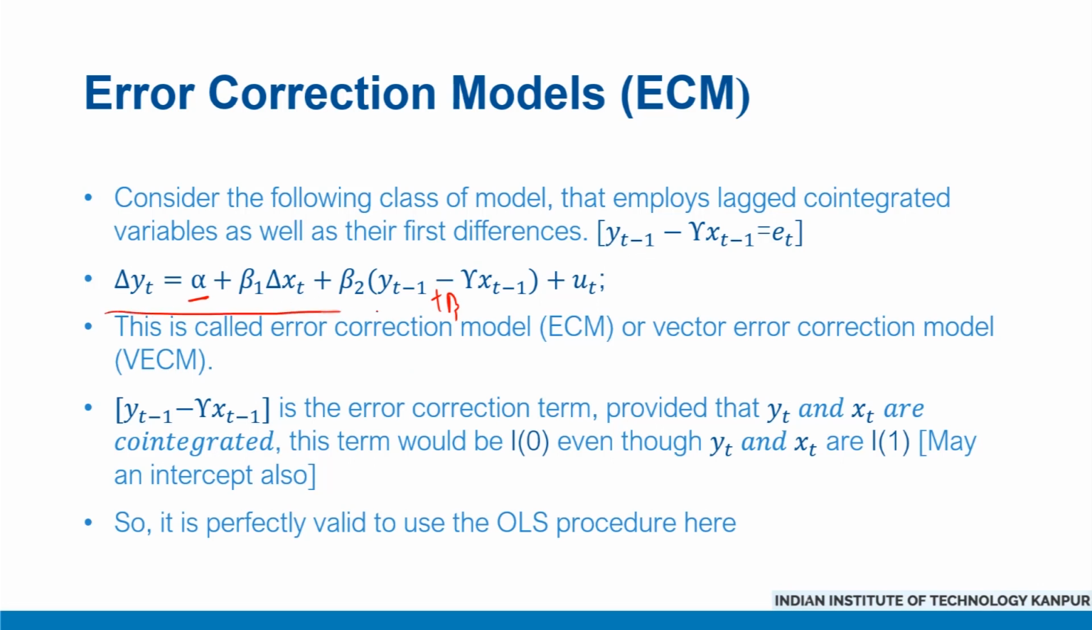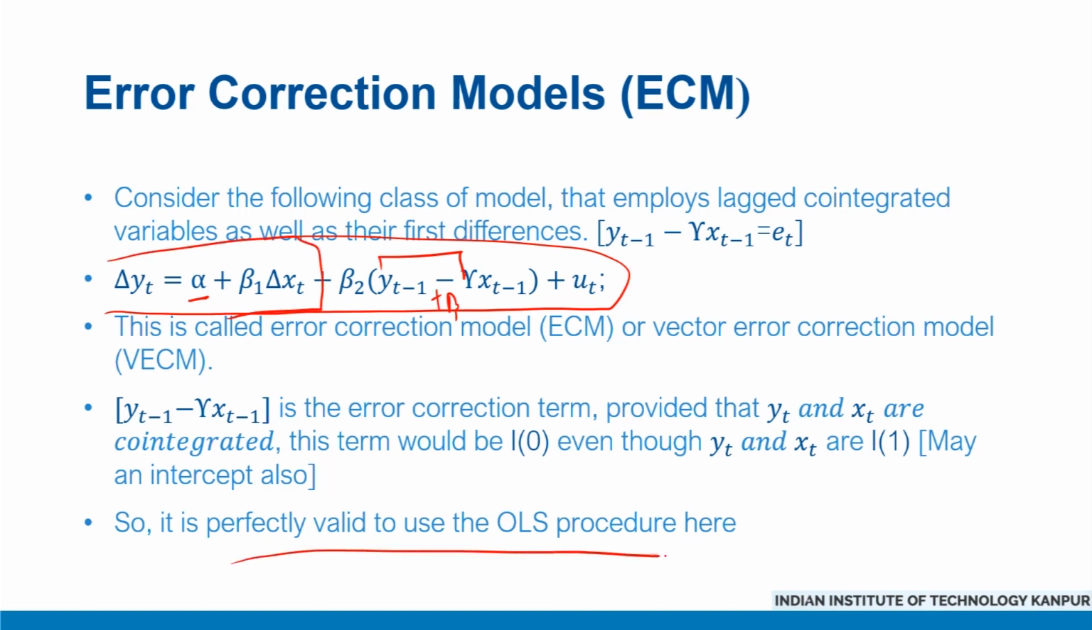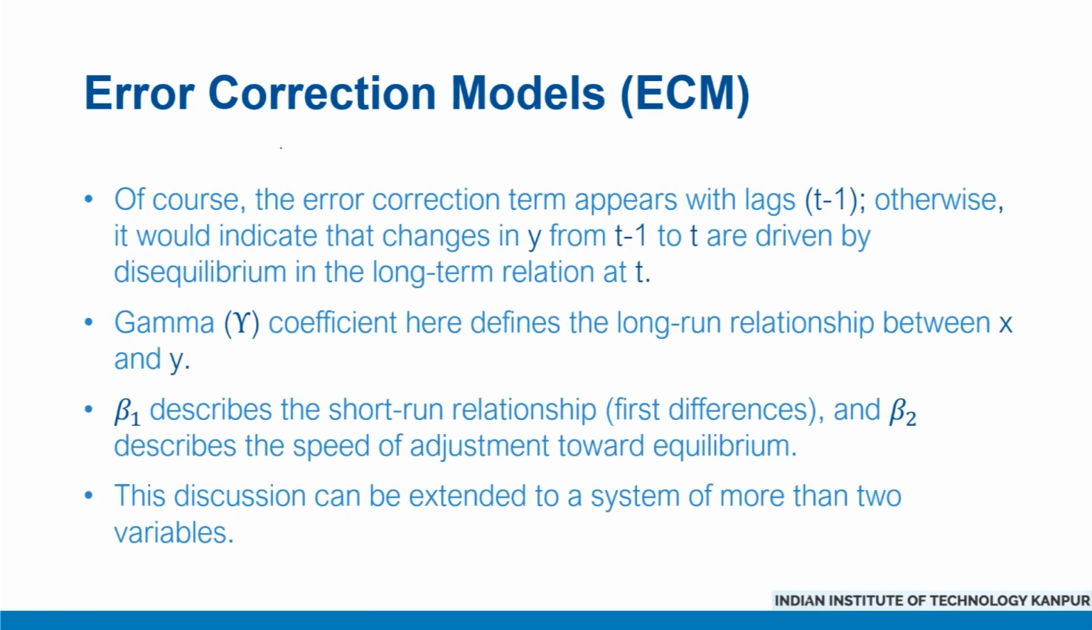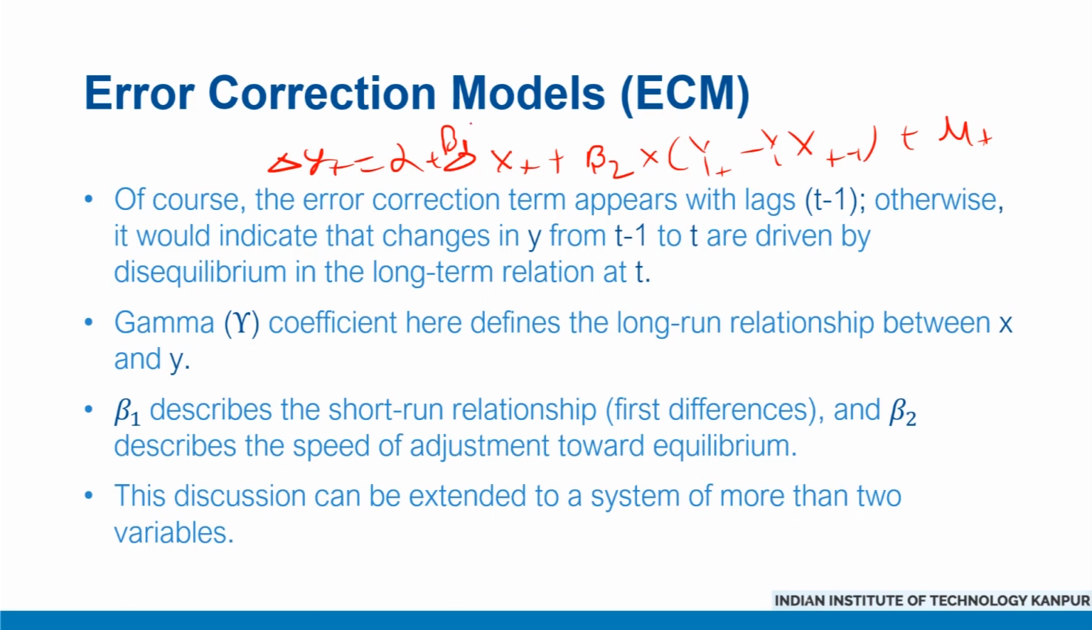And because this entire relationship is purely stationary, why? Because this relationship is I0 and this is anyway I0. Therefore, it is perfectly valid to use the OLS procedure here. So in this relationship, we are saying that changes in yt are a function of changes in xt plus some kind of error correction term, with coefficient beta 1 and another coefficient beta 2, which captures the relationship between xt, plus some kind of error term. Let us interpret this one by one.